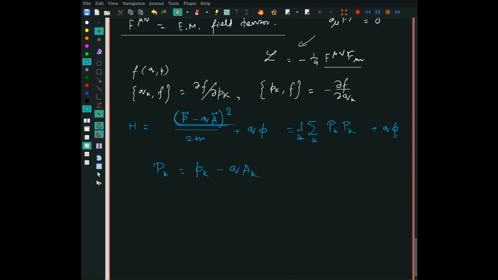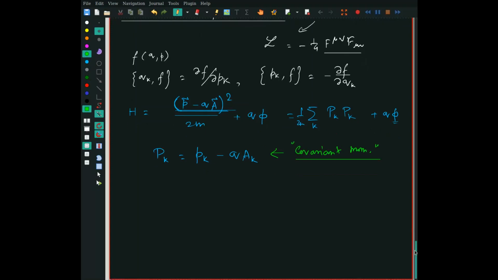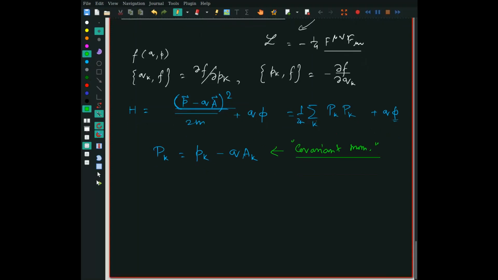Now I will name this thing my covariant momentum, for reasons that I will not explain now. So this is my covariant momentum. Rather, just to not confuse it with the covariant vectors that you learn in tensors, I will call it the gauge covariant momentum. And perhaps you will see the reasoning for this.